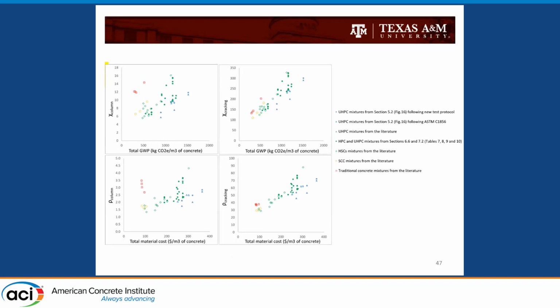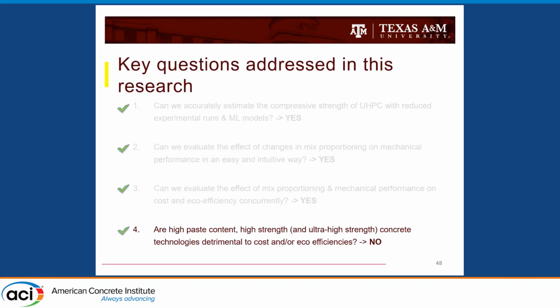So this slide, just to give you even more perspective, we can have a mixture with about 1,200 kilograms of CO2 per cubic meter with UHPC, and that mixture has basically the same eco-efficiency as one with only about 450 kilograms of CO2 per cubic meter, and that's because of the reduction in volume that we get for that specific element. So all of these metrics will be important in driving sustainability and efficiency going forward.